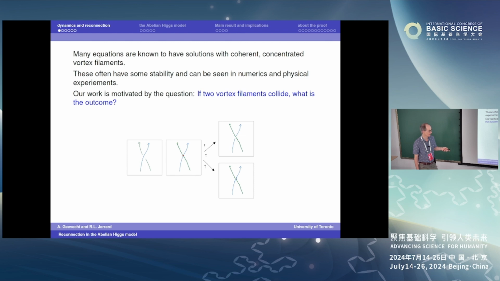We can imagine a number of possible outcomes, but two possibilities one might think of are, they might pass through each other without interacting, as in the above picture, or they may change topology. Here in this picture, the bottom half of the blue filament has joined to the top half of the green filament, and vice versa. And so there's been some exchange of topology. This latter scenario is what is meant by reconnection. And so the question is generally which of these happens, or does something altogether different happen as the outcome of a collision of vortex filaments?